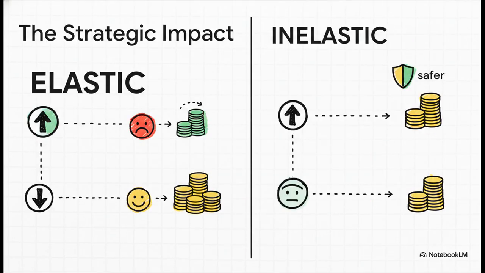Let's really drill down into the strategic implications here. First, for an elastic good, raising the price is incredibly risky. Why? Because the percentage drop in the quantity you sell will be greater than the percentage increase in your price. So your total revenue, price times quantity, actually goes down. You end up making less money. But a price cut can be a brilliant move. The surge in the quantity people buy will more than make up for the lower price, and your total revenue can skyrocket. Now, for an inelastic good, the exact opposite is true. You can raise the price, and because the quantity sold barely drops, your total revenue goes up. This is why understanding which category your product falls into is absolutely central to a winning pricing strategy.